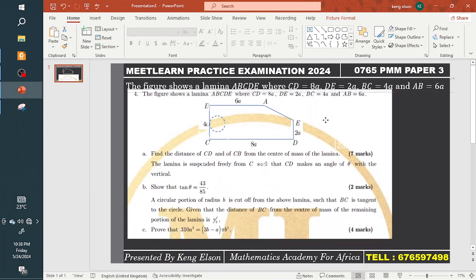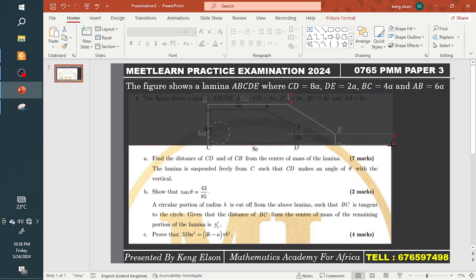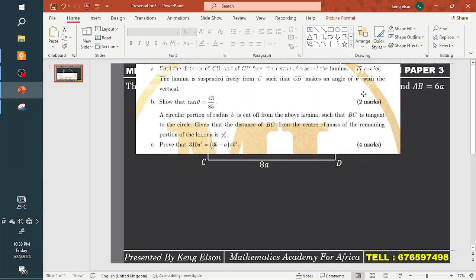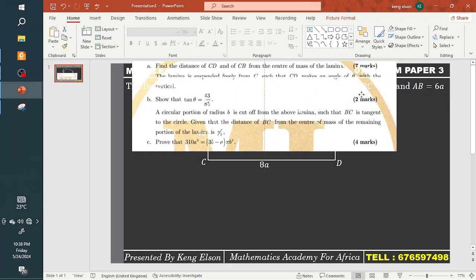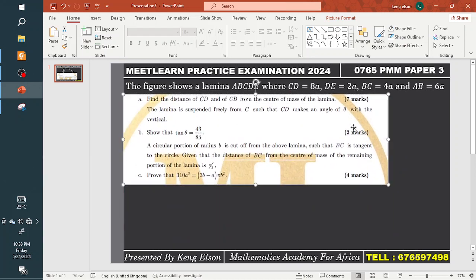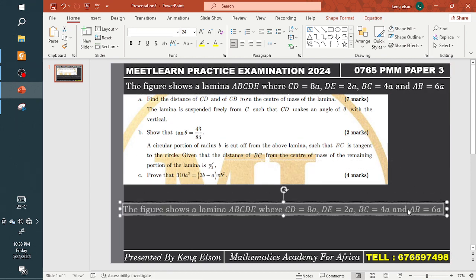Then let me decrease this size so that we see what next we are supposed to do. Okay, after completing the diagram, the next thing to do, we now have to write the question. So I can just copy this text box and paste. I bring it down here. Then I remove everything inside there.